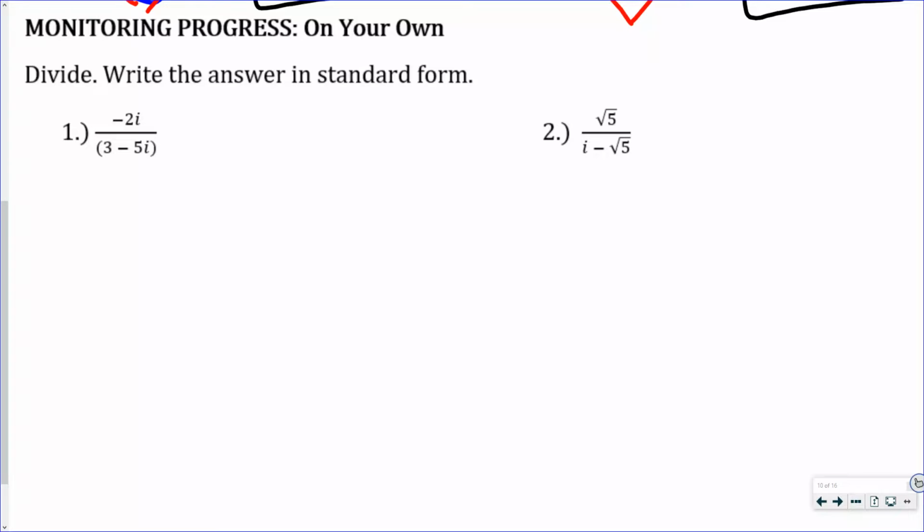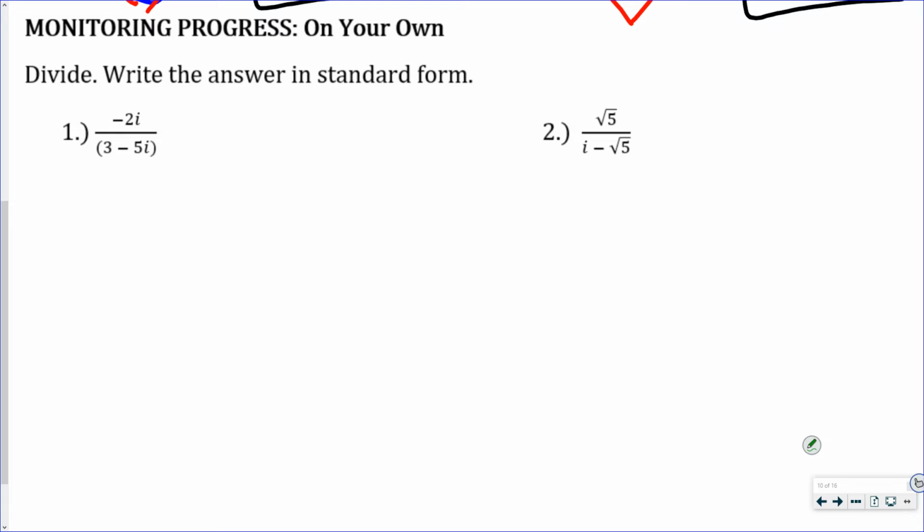Why are we quiet? Jesus. Okay, so let's see how we did on these division ones. At least hopefully we got through the first one. All right. You guys can just shout it out quick.